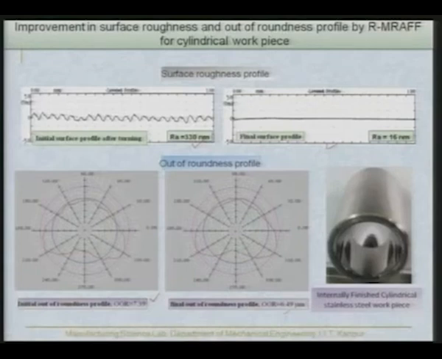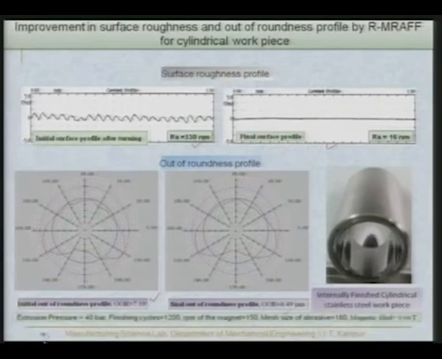And internally finished cylindrical surface of stainless steel workpiece is visible over here. You can clearly see the reflections visible over there. So, these are the conditions which are given over there. The magnetic field was 0.66 Tesla, mesh size was 180 and RPM was 150, finishing cycles were 1200 and the pressure used was 40 bar.